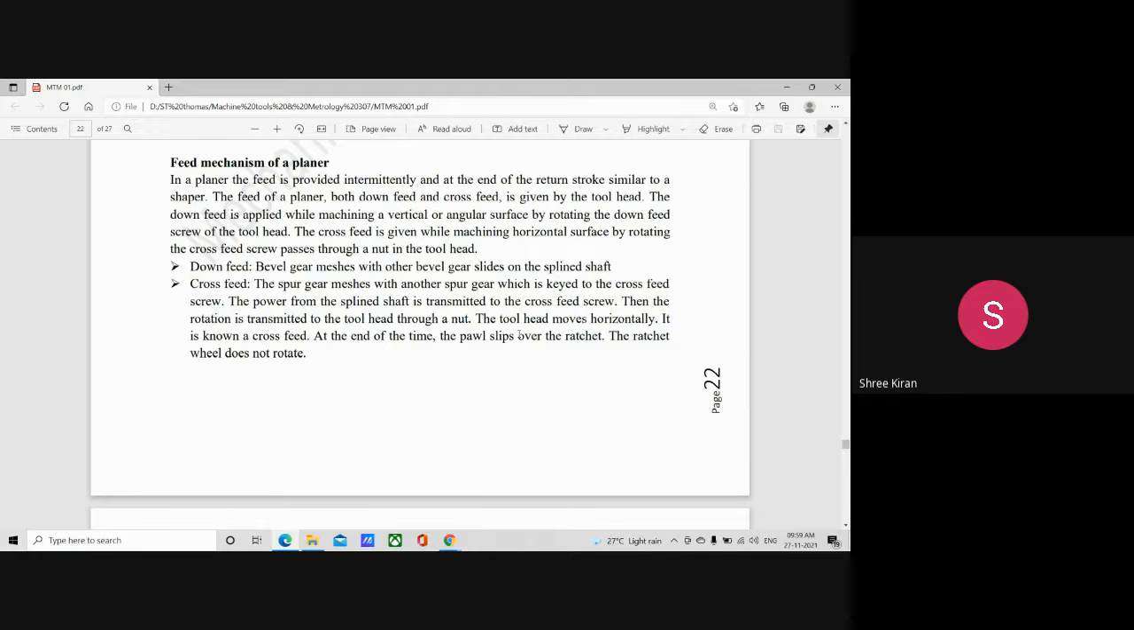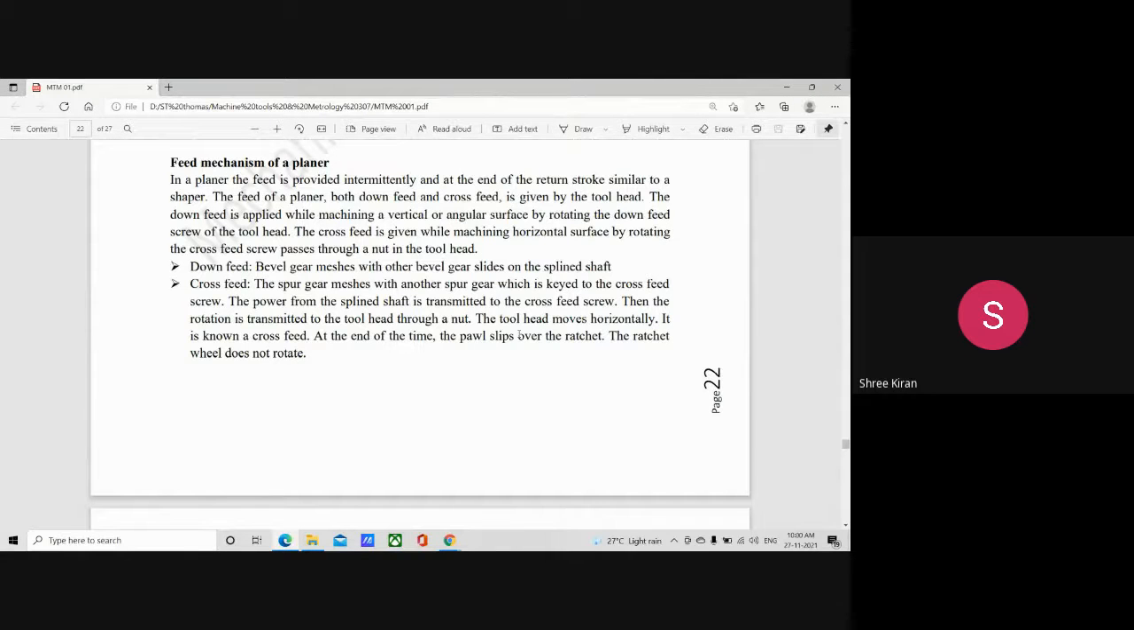Now, in the case of down feed, a bevel gear meshes with another bevel gear that slides on the spline shaft. This is what happens in the case of down feed. Down feed always has the bevel gear, so the bevel gear meshes with another bevel gear, which slides on the spline shaft.